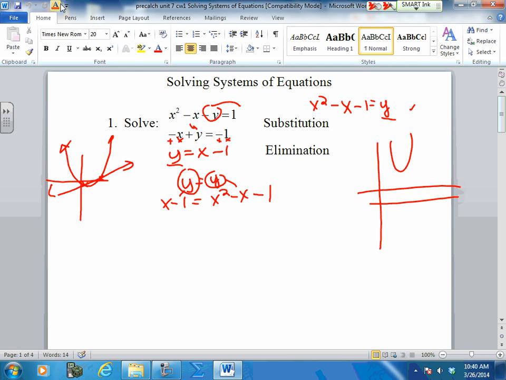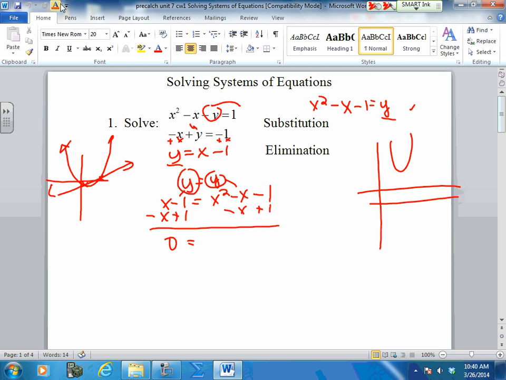Now, here's another issue you guys seem to have. When you have a higher exponent, an x squared, you have descending variables. Everything has to get to one side. You can't cross any variables out. You've got to get to your quadratic. So we're going to subtract x, add 1.